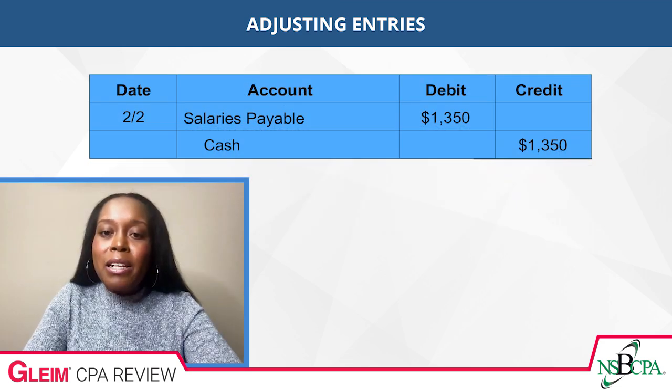On February 2nd, we would pay the employees. That would decrease the liability, salaries payable, shown here as a debit to the liability account. This is when we show the decrease to cash with the credit of $1,350. We just covered a handful of common adjustments necessary. There are many more that you will need to learn about when you dive into topics throughout financial accounting.